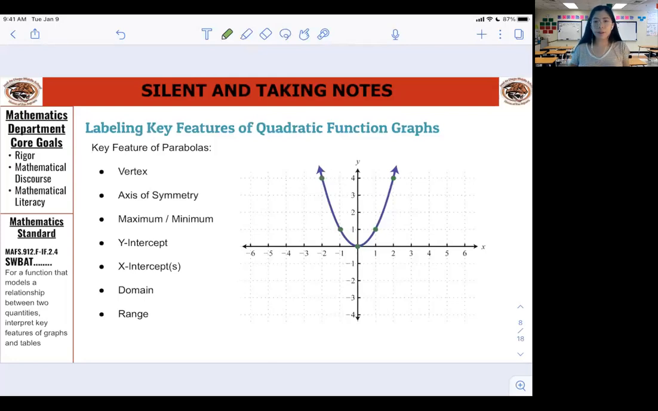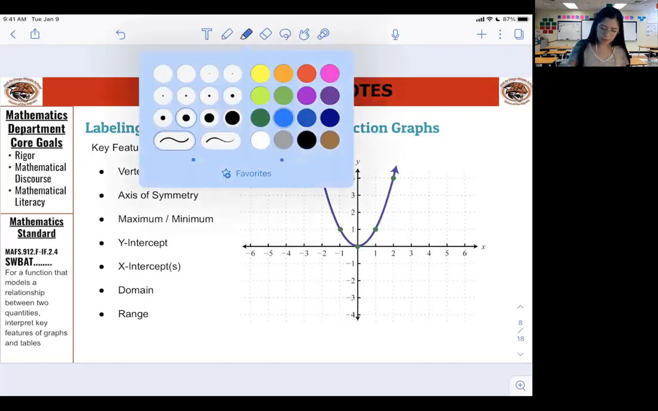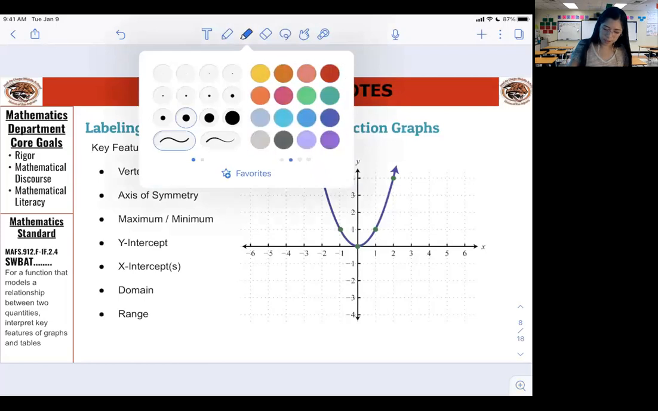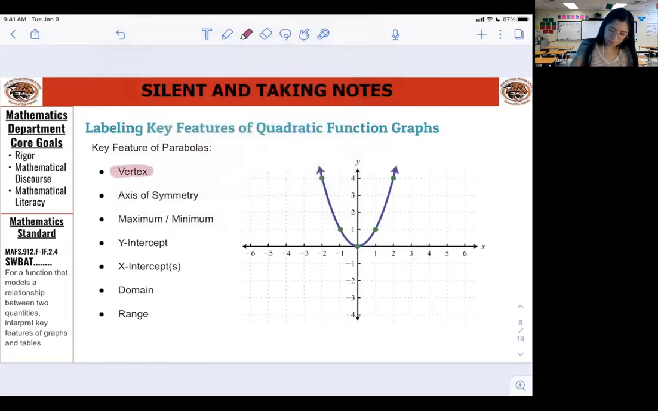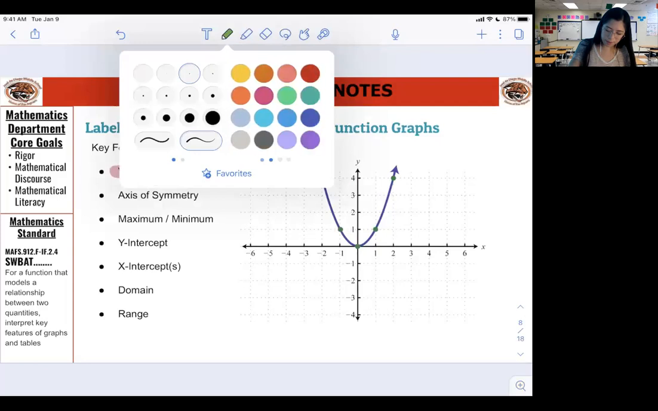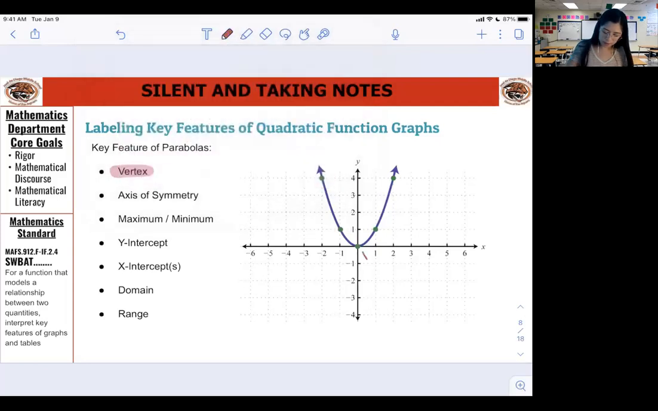All right, I'm going to start labeling things out. If you're still copying it down, that's okay, keep going. But let's go ahead and start labeling. So first thing, the vertex. The vertex is, let me highlight it in pink, the tip right here. In this case, it's at the bottom, so it's the tip. I like to call it either the tippity top or the tippity bottom. In this case, it's the bottom. So right there is my vertex.